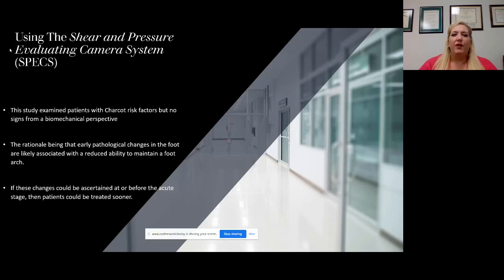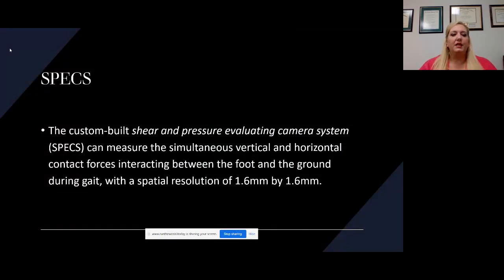The rationale is, if we could detect these early changes, we could provide more stability, be it bracing or shoe gear. Again, patients long-term could really have better outcomes. So this was a custom-built shear and pressure evaluation camera system, otherwise known as SPECS, and it is able to measure simultaneous vertical and horizontal contact forces that interact between the foot and the ground during gait, with a good resolution of 1.6 millimeters by 1.6 millimeters.